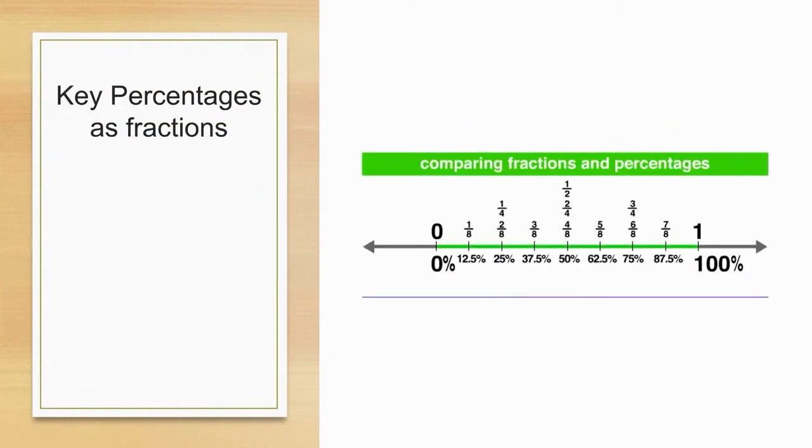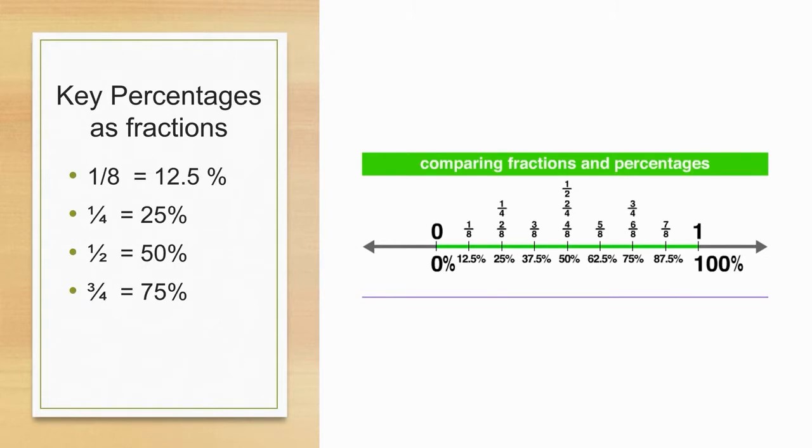All right, let us look at some key percentages as fractions. Here we have a number line and we're comparing fractions to percentages, from 0 to 1. As you know, 100% is reflected as 1 as it pertains to a whole. So let us look at some of the key fractions. 1/8 is 12.5%. A quarter, 25%. A half, 50%. 3/4, 75%. And of course, we said it before, 1 is 100%.